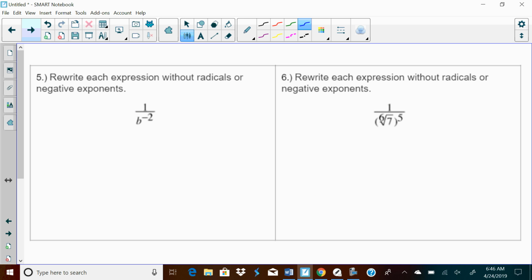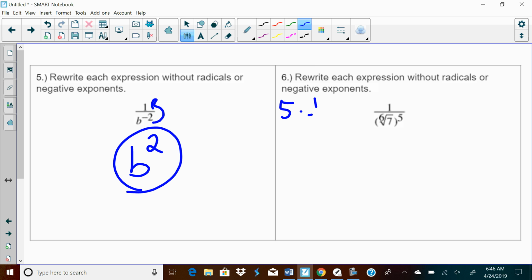Problem number 5, we write each expression without radicals or negatives. So negative exponent makes it go up or down. So this one's just going to be v squared. A square root or cube root or sixth root is just the fraction 1/6 or 1/3, whatever the root is. So this is already being raised to the 5th power. I just make it 5 times 1/6, which is 5/6. So this becomes 1/7 to the 5/6.